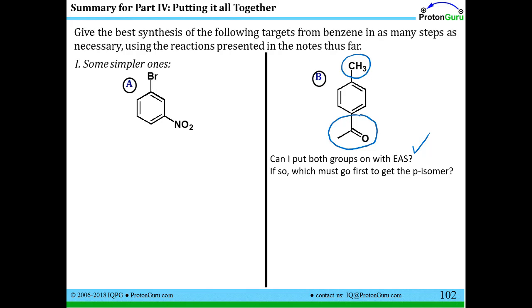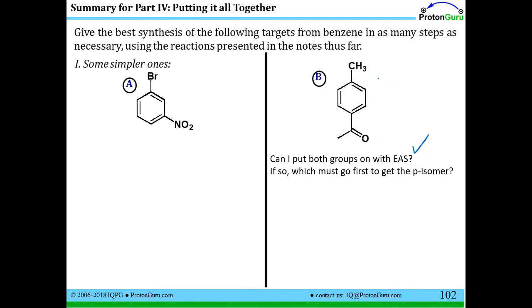So yes, in this case, we can still place both groups using electrophilic aromatic substitution. And in this case, we're targeting a para isomer instead of the meta isomer we targeted over here. Which group do I need to put on first to get the para isomer? Well, let's say I don't have the methyl group on first and I put this acyl group on first. That's a deactivating substituent because it's got this polar bond. So that would direct the next group to go meta to it. Well, we don't want that.